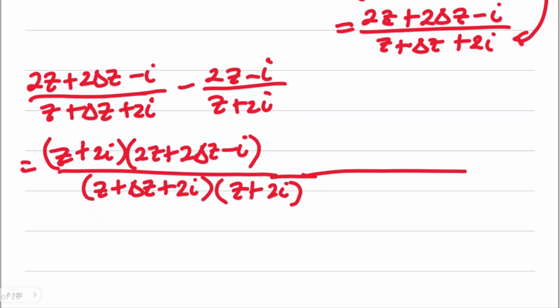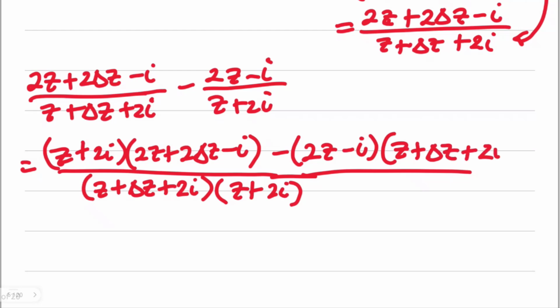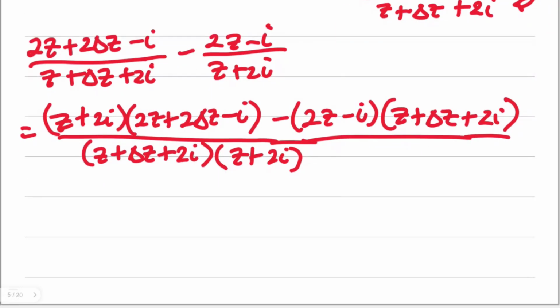Take note, this is very long, okay? Minus the grouping symbol 2z minus i. Take note, you group that, okay? Times the denominator of the second one, z plus delta z plus 2i. Okay? So, this time, let's try to multiply all the terms by distributive property.